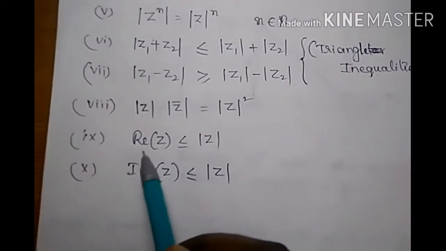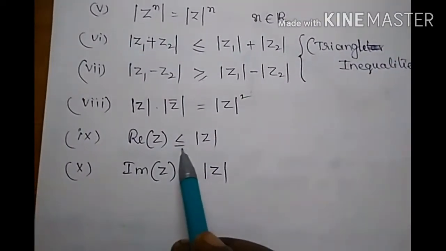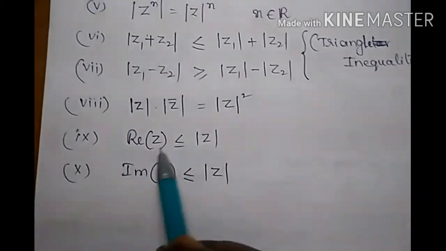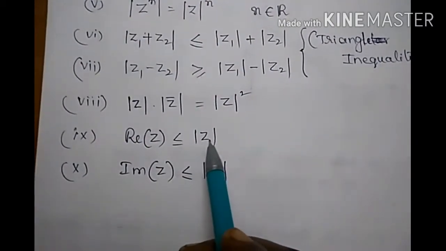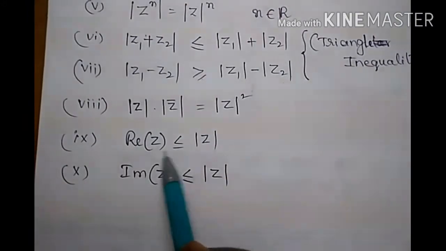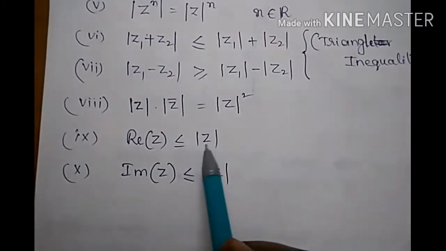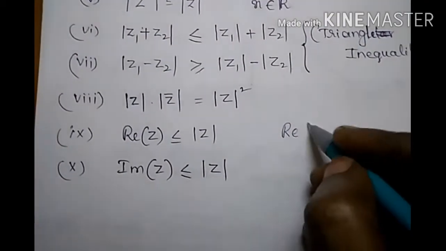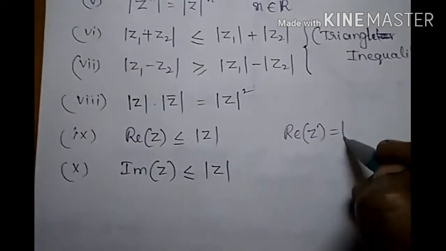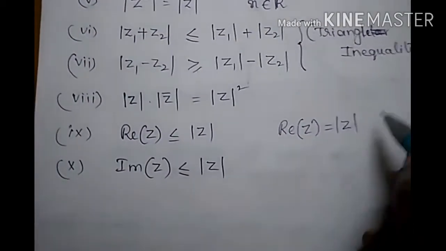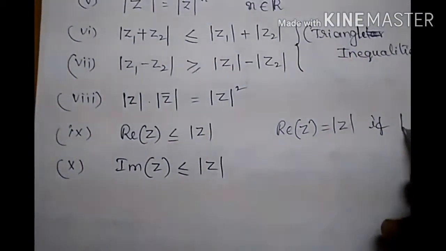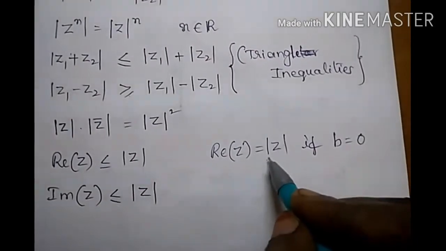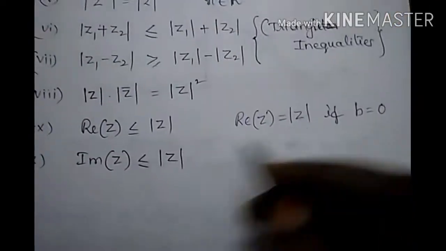And the next one is real z is always less than or equal to modulus of z. That means the real part value is sometimes less than modulus of z, and sometimes real z is equal to modulus of z. Real z is equal to modulus of z is possible if the imaginary part is 0. If the imaginary part is 0, then real z is equal to modulus of z.